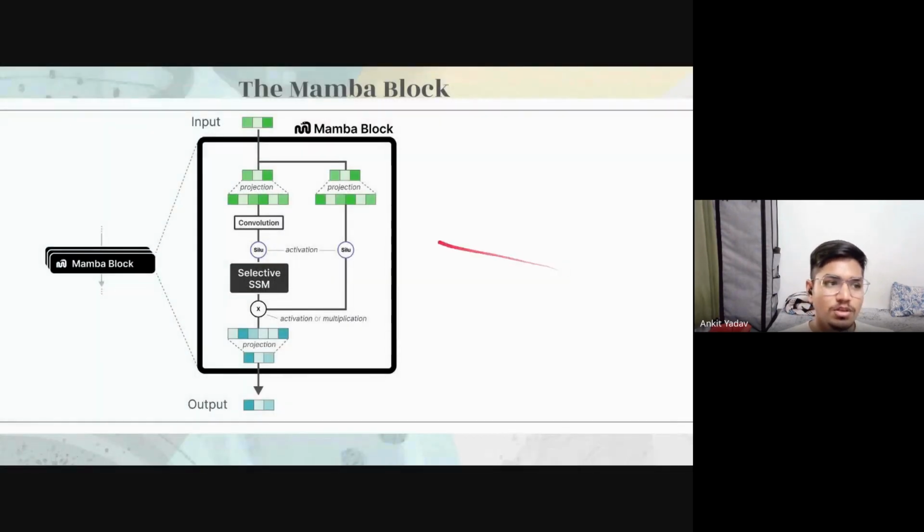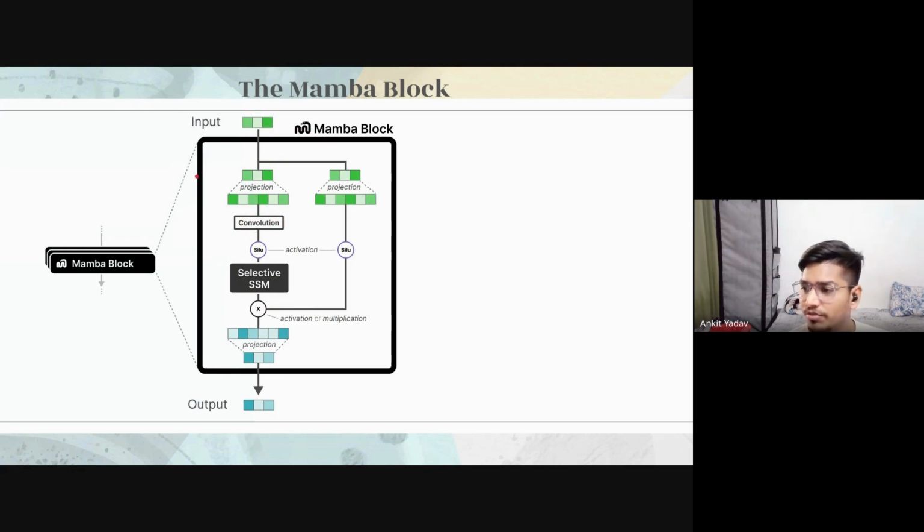If I zoom in, it will look something like this. Inputs are there, and they are projected into a bigger frame. This is the skip connection we are having. Then this convolution is calculated.